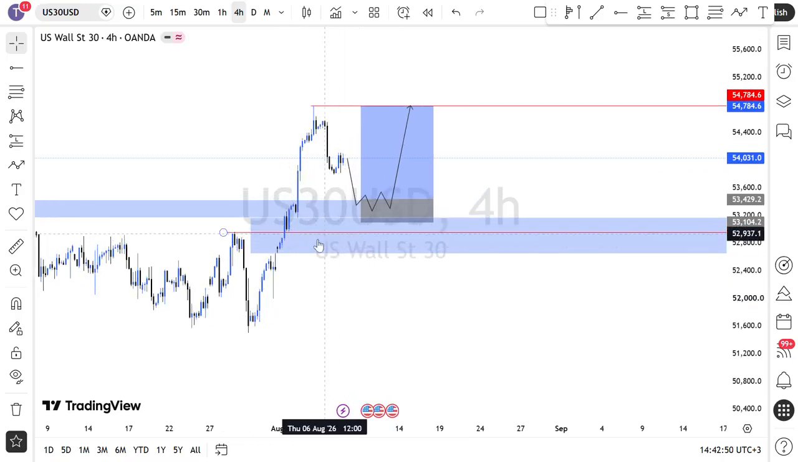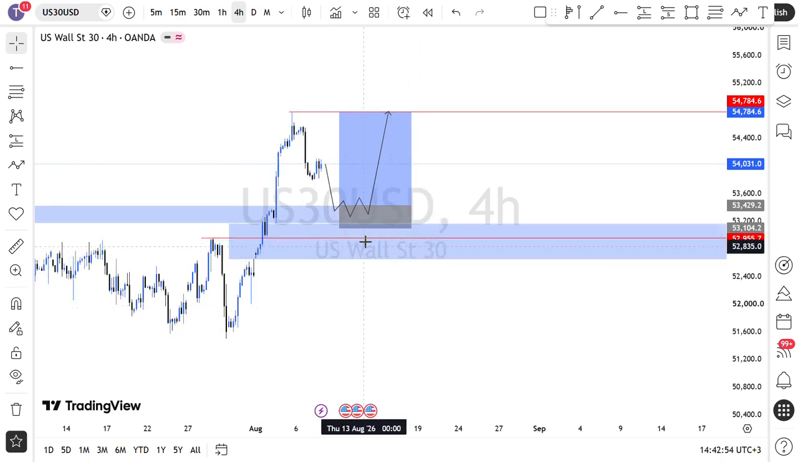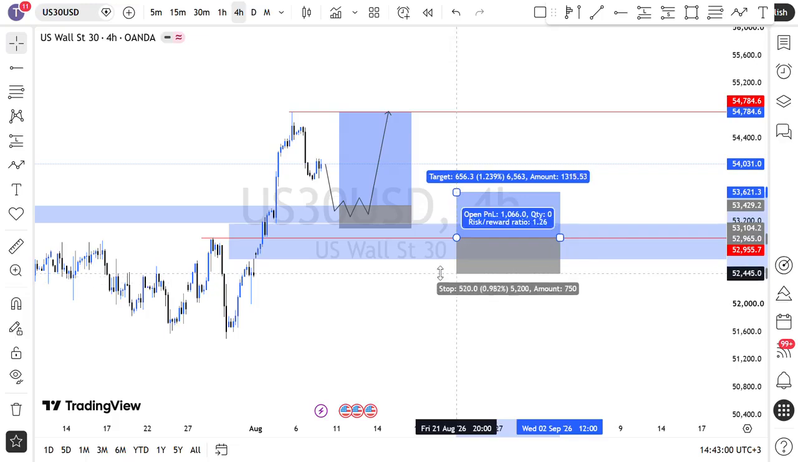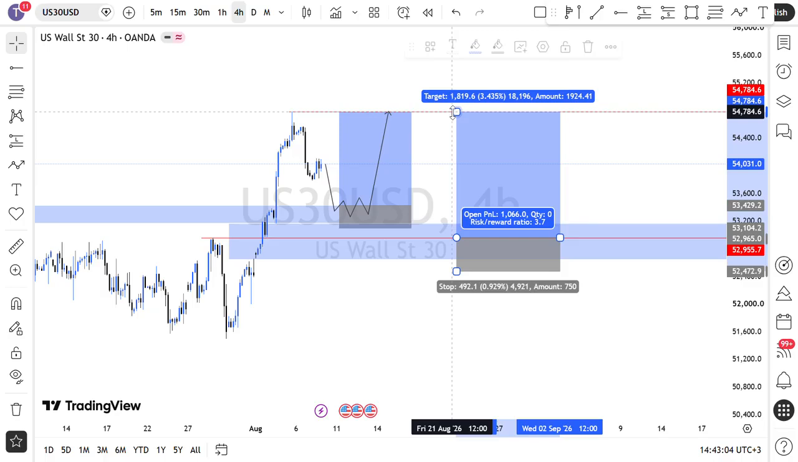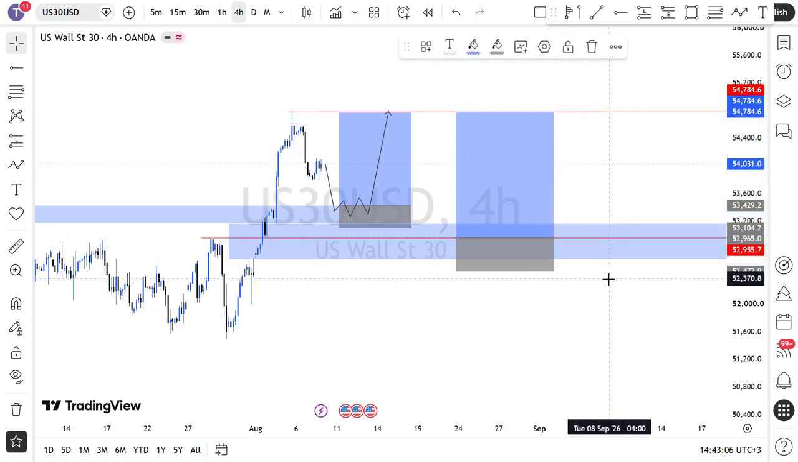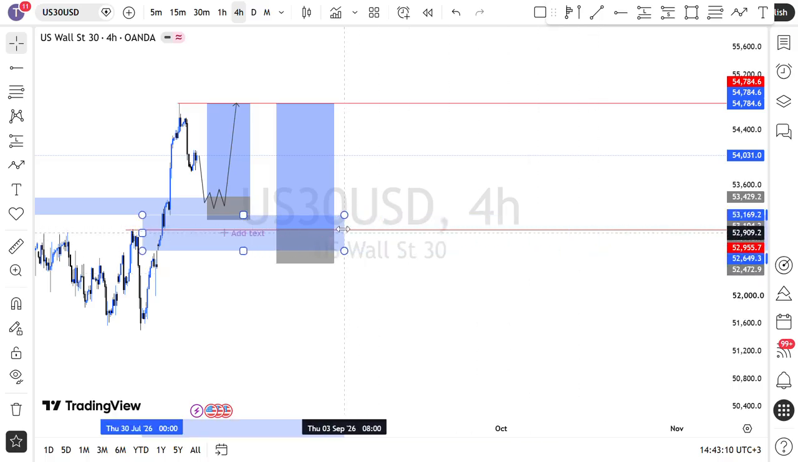And then we also have that daily fair value gap. So price, we can also react from that point, and then we look to take our buys from that area there, and then stop loss below maybe that fair value gap, and then we target the external liquidity. So that is what I think on US 30, guys.